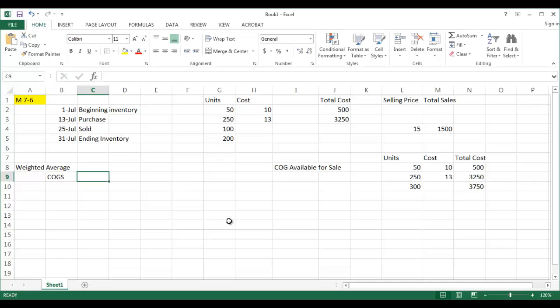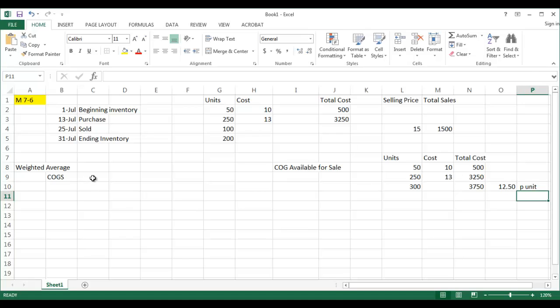So the first thing we need to do is come up with the weighted average cost of each unit of inventory. We're going to use our cost of goods available for sale to make that determination. So we had 300 total units that we could sell during the period. They had a total cost of $3,750. So we're going to find the average cost of each unit. So that's the total cost, $3,750, divided by the number of units, 300. And that's a weighted average cost of $12.50 per unit.